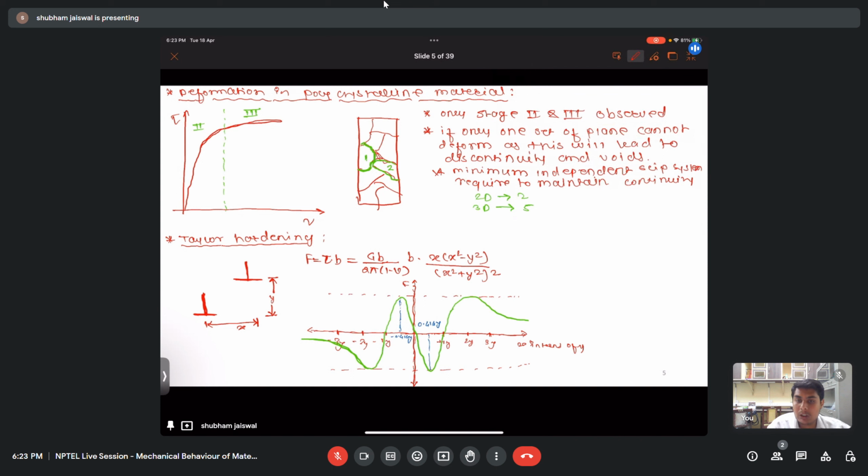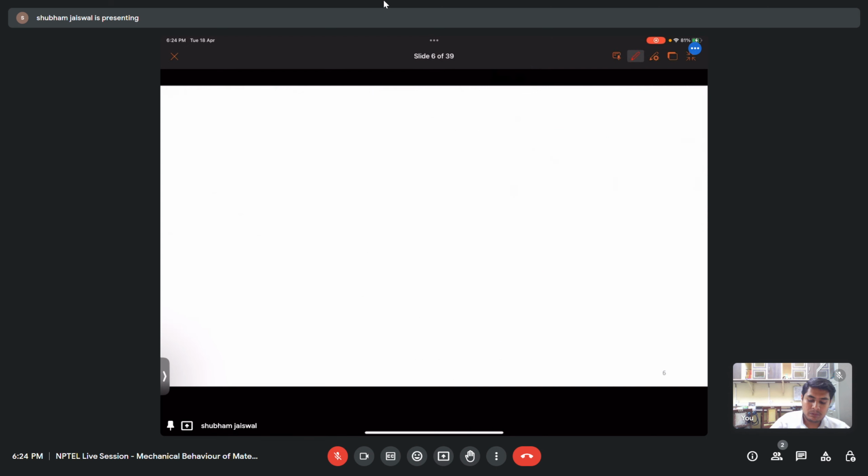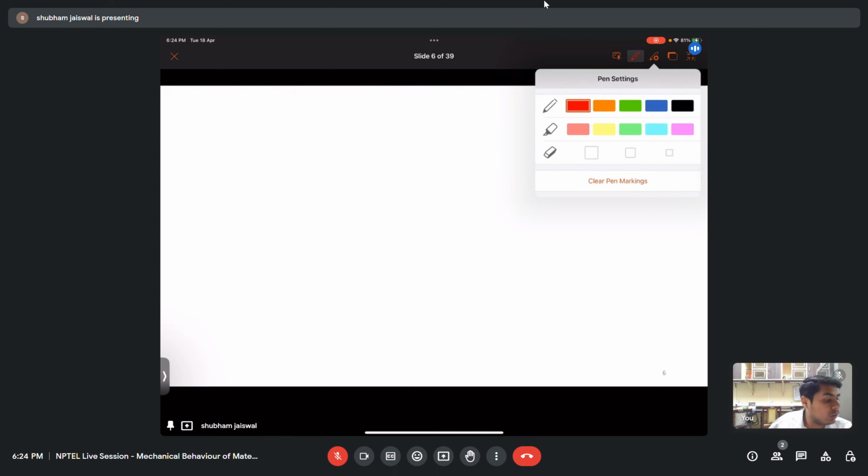So in this case, if we put this value, that is 0.414, in this equation, we'll get the critical shear stress as Gb upon 8 pi (1 minus mu) into 1 upon y. Okay, so this is the critical shear stress that a dislocation needs to overcome if it wants to move.